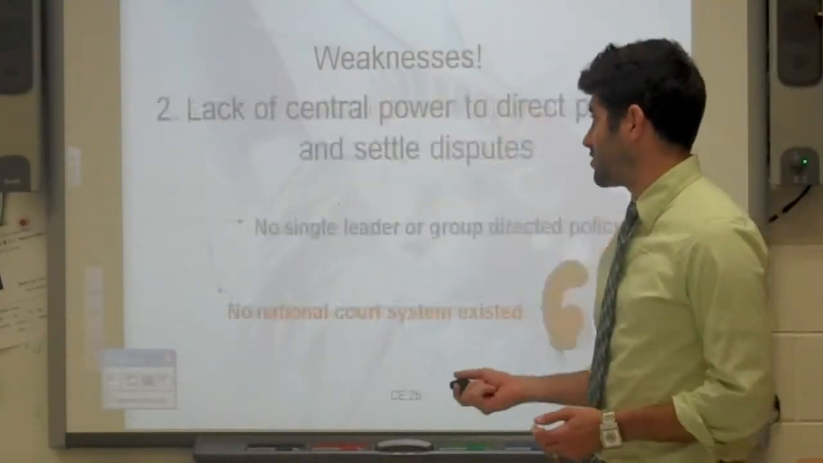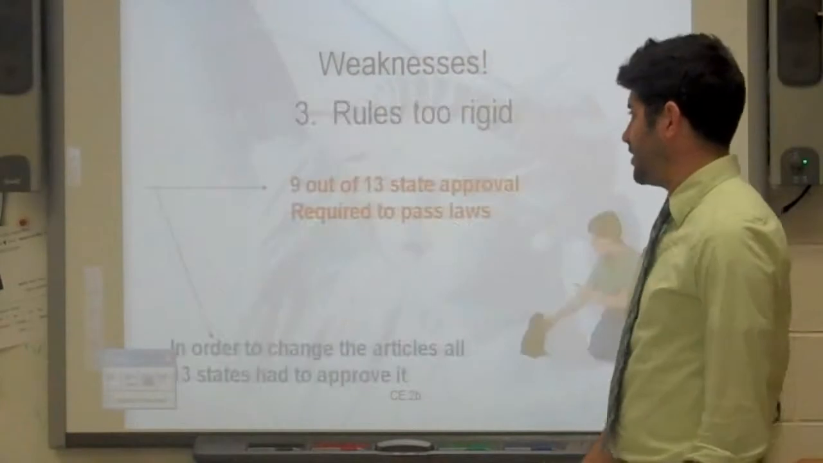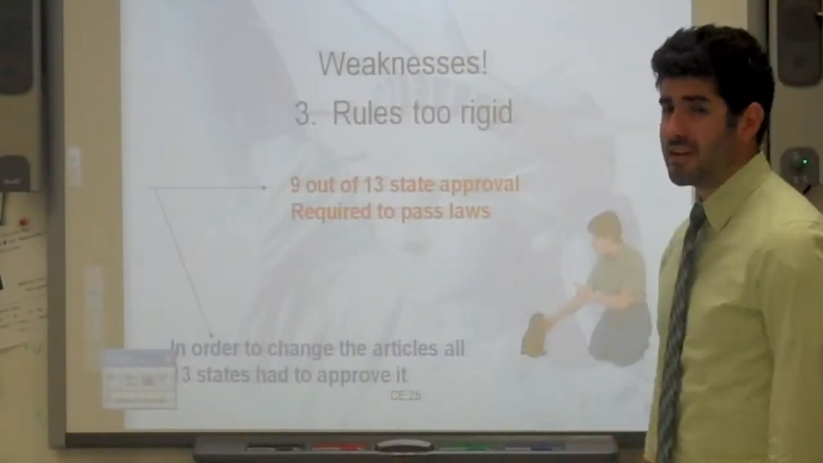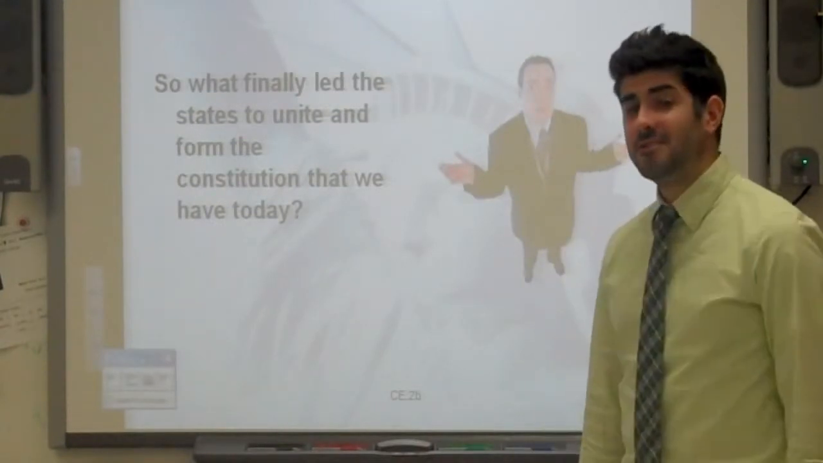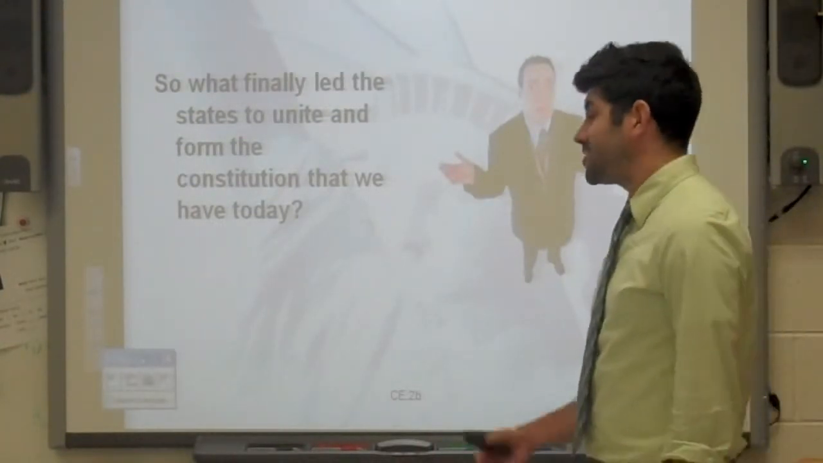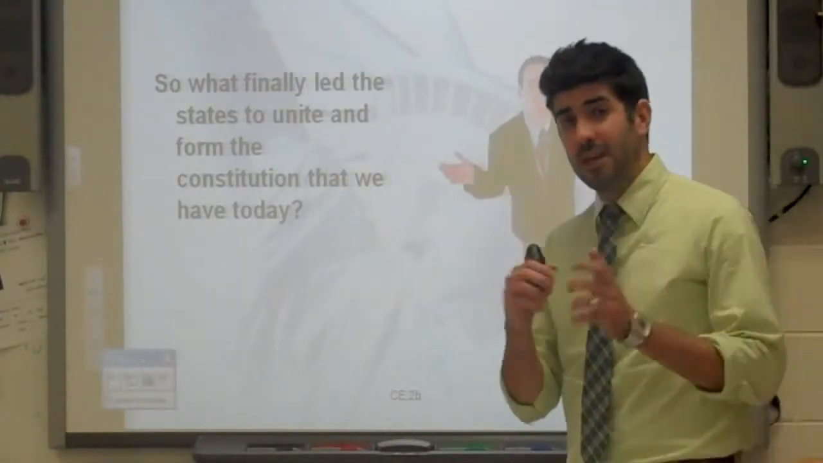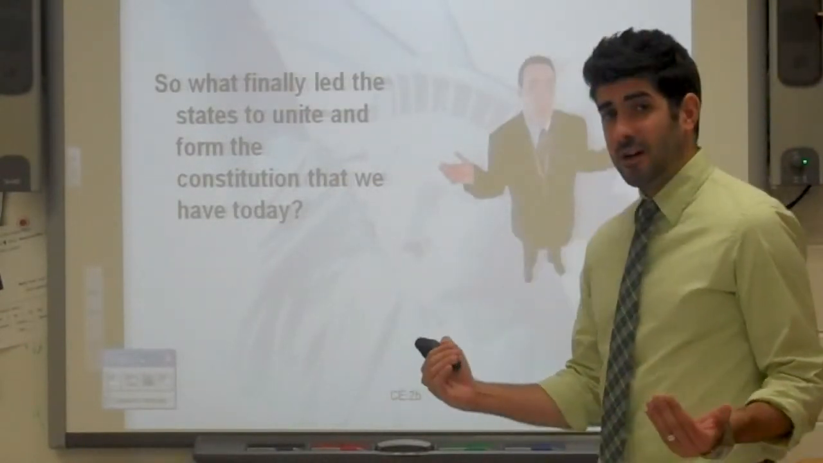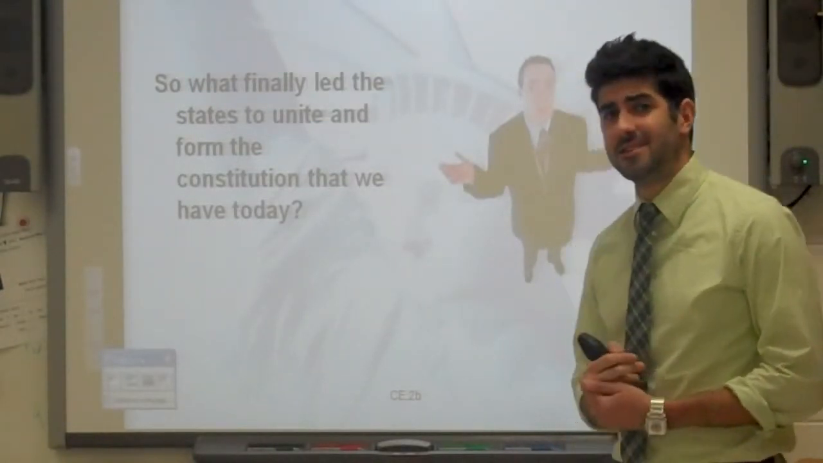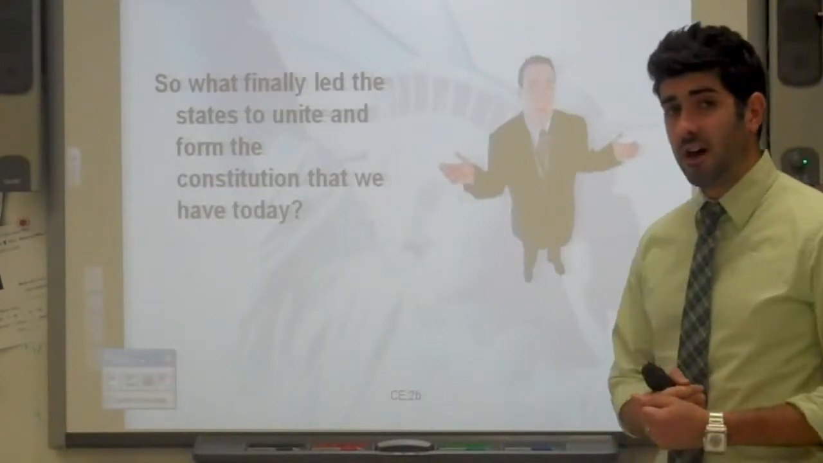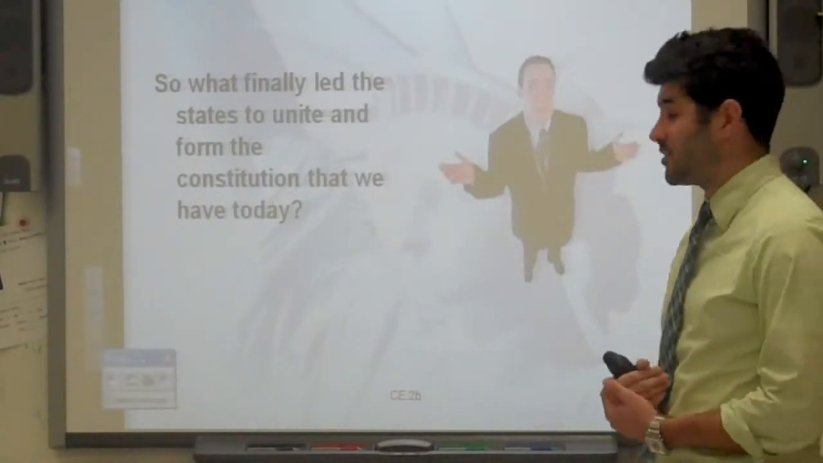So this, again, the 3 major weaknesses: lack of power for money, lack of a central government, and the rules were too rigid. You couldn't get anything done. So again, this is what eventually led to a meeting in Philadelphia to tweak and change the Constitution. Change the articles, I should say. But what came out after that very hot summer and scorching summer in Philadelphia was today's current Constitution. We'll talk about that another day.